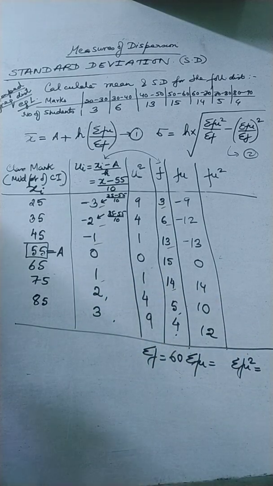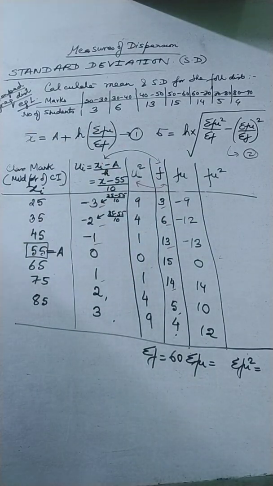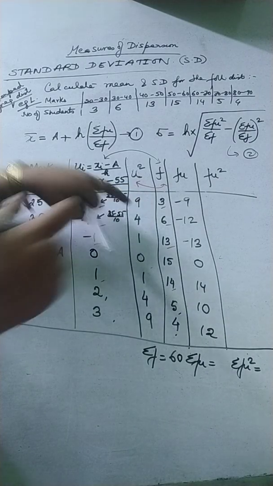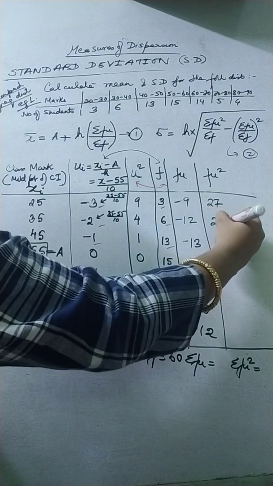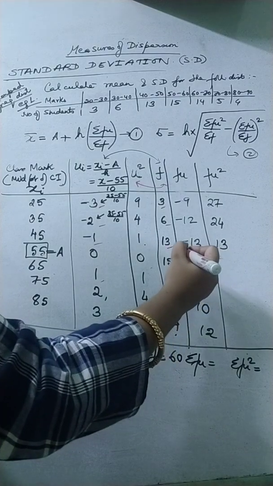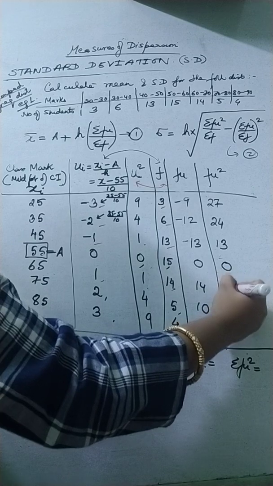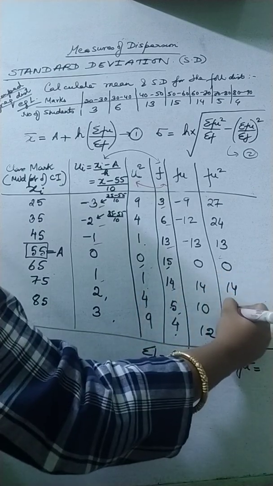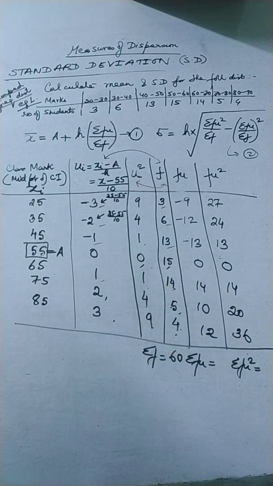Fu square is now between these two. So 3 with 9, that is 27. 6 with 4, 24. 13 with 1 is your 13. 15 with 0 is your 0. 14 with 1 is your 14. 5 with 4 is your 20. 4 with 9 is 36. So this is what I have.